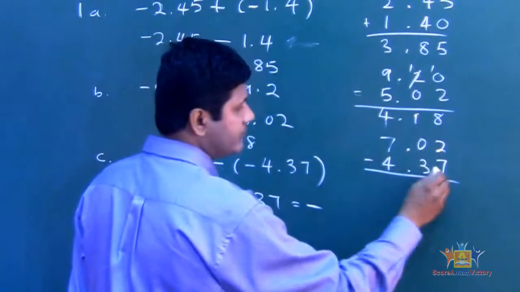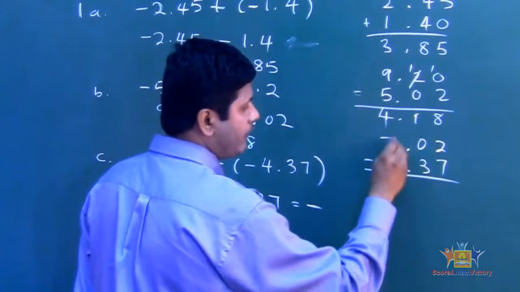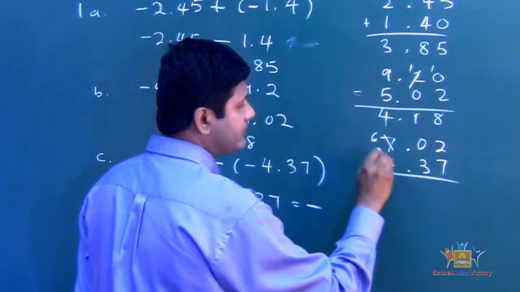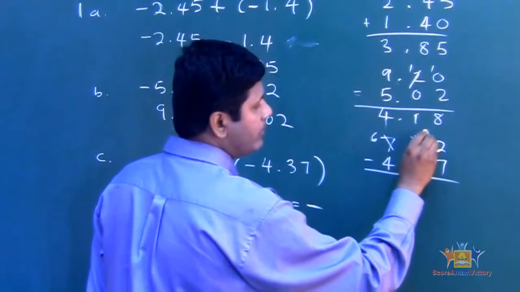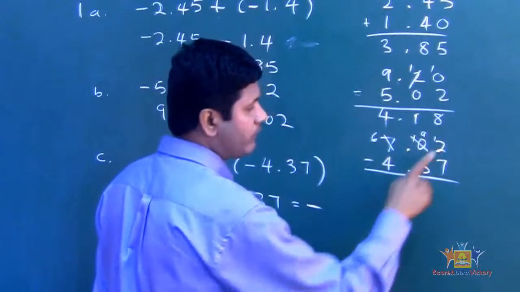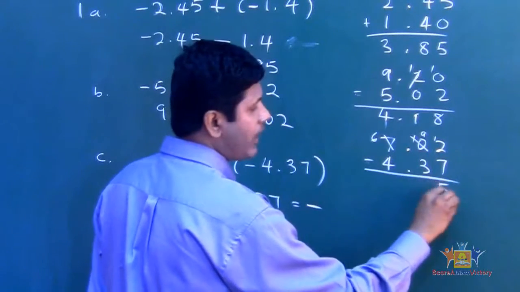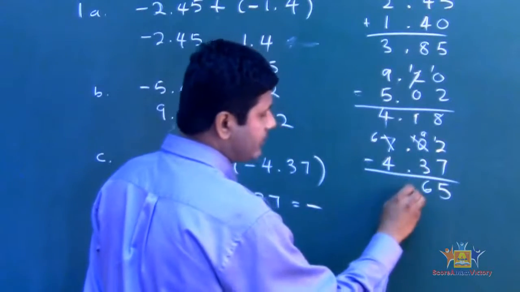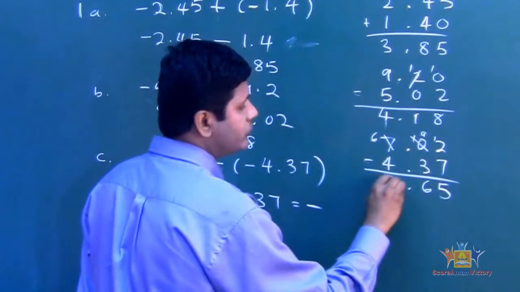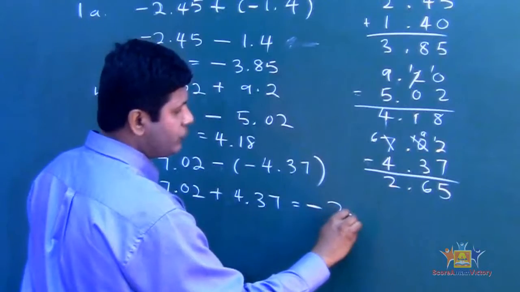So 2 minus 7, I cannot. 0, can I borrow from 7? 7 becomes 6, and 0 becomes 10. Now I can borrow towards 2. The 10 becomes 9, and this one becomes 12. 12 minus 7 is 5. 9 minus 3 is 6. And then bring the decimal down. 6 minus 4 is 2. That means negative 2.65.